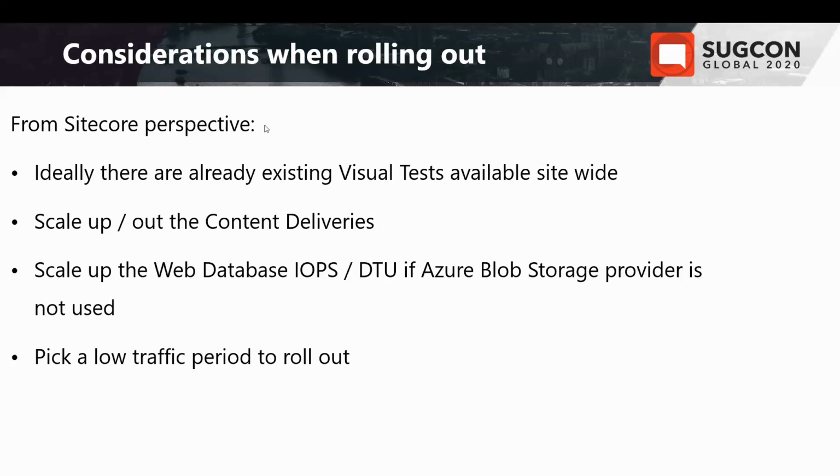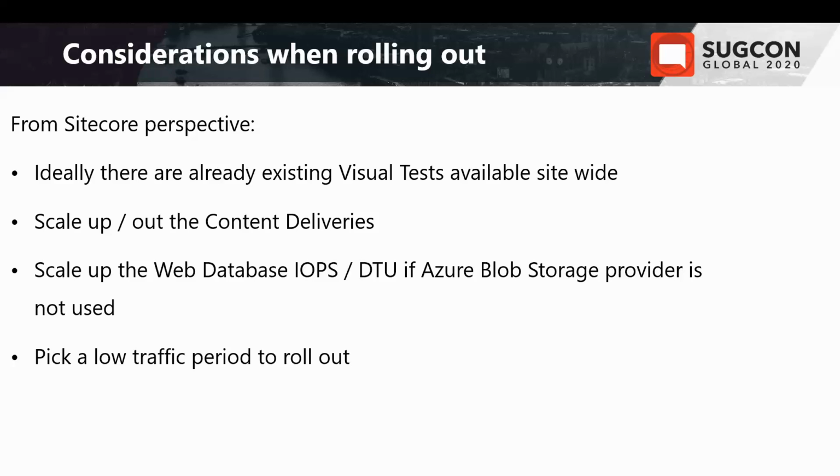From a Sitecore perspective, the pristine image path needs to be cached for sites with original images that are large in size. So it is actually very important to pick a low traffic period to roll this out. Large images will take longer to cache, so you want to pick a really quiet period to roll out.